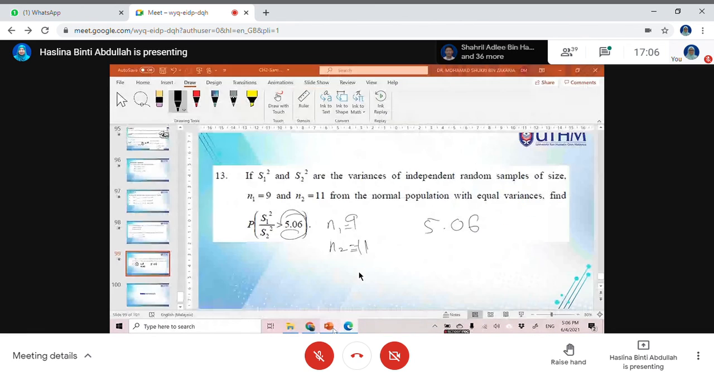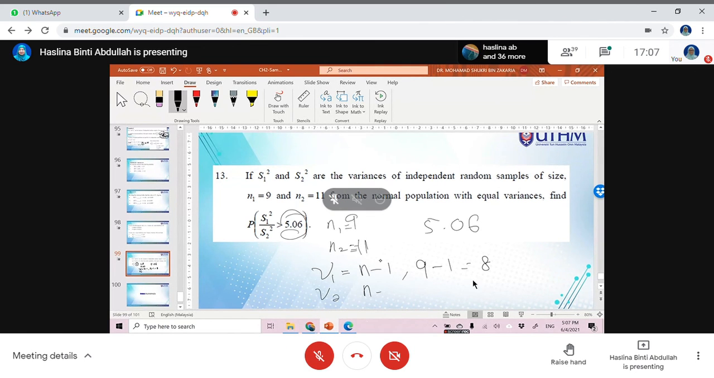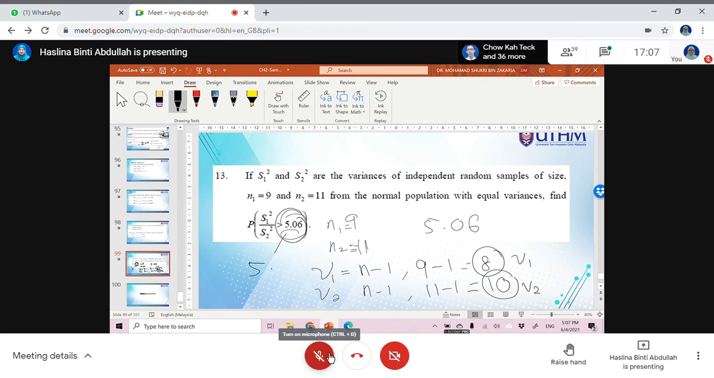Okay, if you refer to this example, for sample size and sample 1 is equal to 9 and sample 2 is equal to 11. So the first step is you need to find the value of degree of freedom for sample 1. Formula is n minus 1. If the number of sample is 9, so 9 minus 1 is equal to 8. For sample 2, n minus 1, which is 11 minus 1, the degree of freedom is 10. So this one is referred to the degree of freedom 1 and this one is referred to degree of freedom 2. And the value of proportion is equal to 5.06.